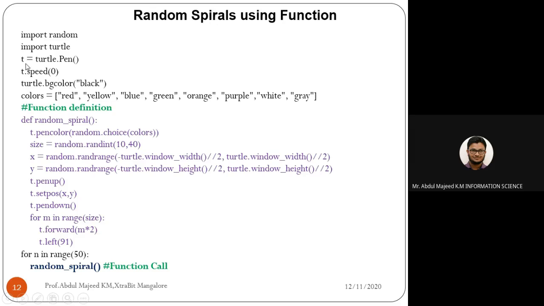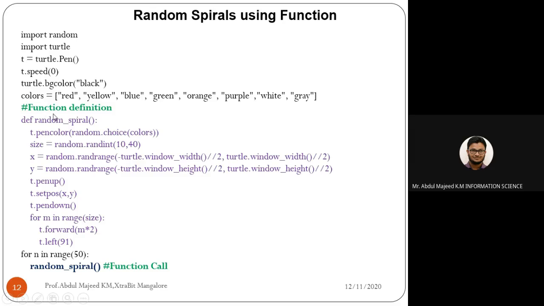Then we are creating t as a turtle pen object. Then with t dot speed, we can control the speed of drawing. Speed of 0 means fastest. If you write speed of 1, it will become very slow. So if you want to increase the speed, keep it at maximum, you can say speed of 0, it will be very fast. If you want to make it slow, you can replace speed of 0 with 1. Then you can change the background color of your turtle graphics. Then you can create a list of colors. Till here you are already familiar from the last session.